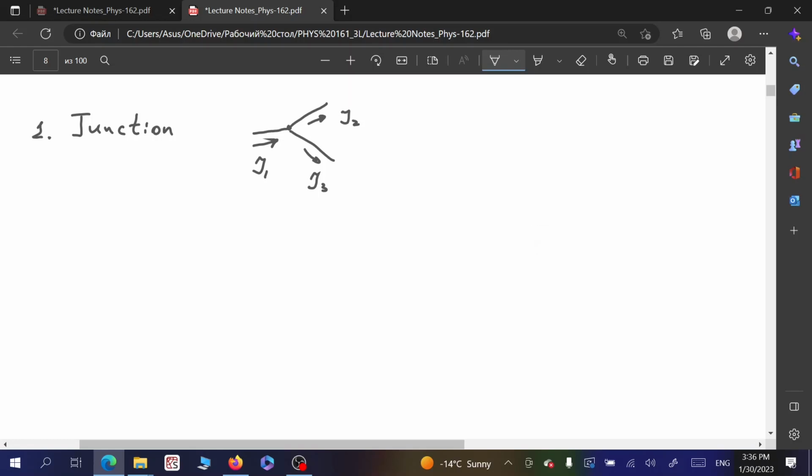The formulation of the junction rule will be the following: the sum for a given junction for all currents is equal to 0. What it means is that in this particular example, we will have I1 as positive minus I2 minus I3, and that is equal to 0. So that is a quite straightforward junction rule. And there is another Kirchhoff's rule, which is very important, that is the loop rule.